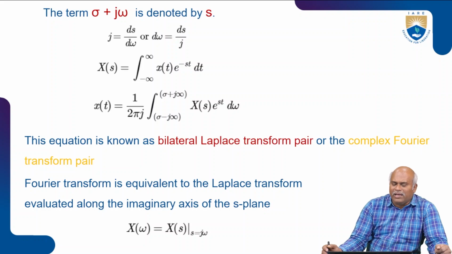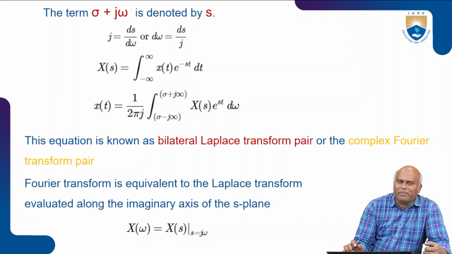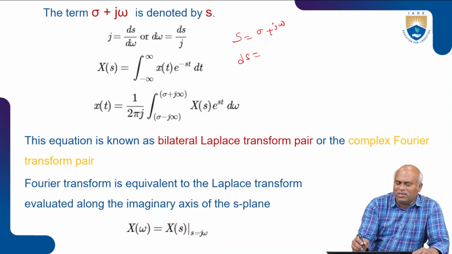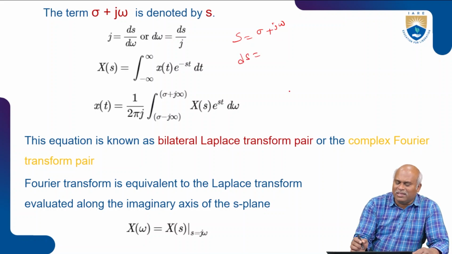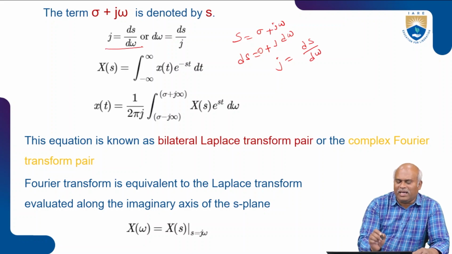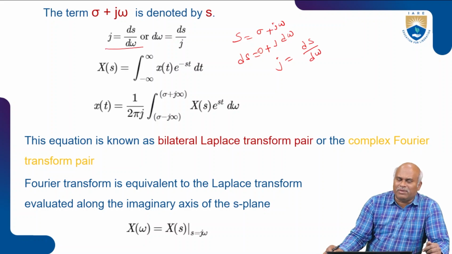Now I need to find the relation with the Fourier transform. That's why I take the differentiation in the s domain. That is, s is equal to sigma plus j omega. Then ds is equal to d sigma, and sigma is a real value, so there is no effect, plus j d omega. Now I need j. So I write j is equal to ds divided by d omega.